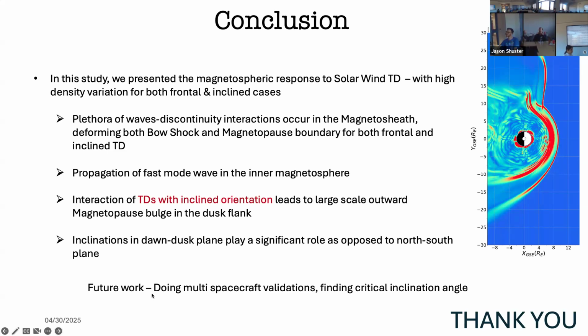The inclination of the normal is important in the Dawn-Dusk plane as opposed to the north-south plane. For future work, we plan to do some multi-spacecraft validations and also look at what the critical angle is for these magnetopause protrusions.